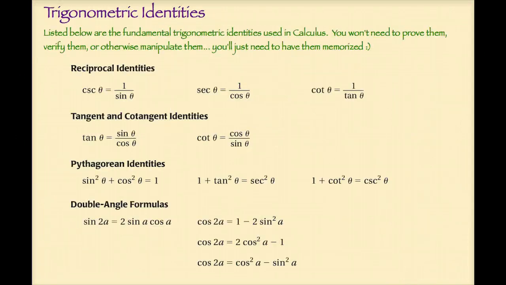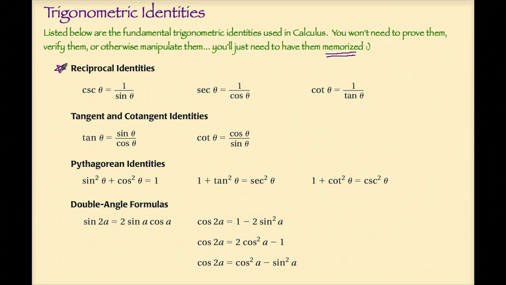On this page, we're going to take a look at a few trigonometric identities. Listed below are the fundamental trigonometric identities used in calculus. You won't need to prove them, verify them, or otherwise manipulate them. You'll just need to have them memorized. On the bright side, there are far more trigonometric identities than those listed on this page. But these are the ones that show up with frequency in calculus, so we should focus here.